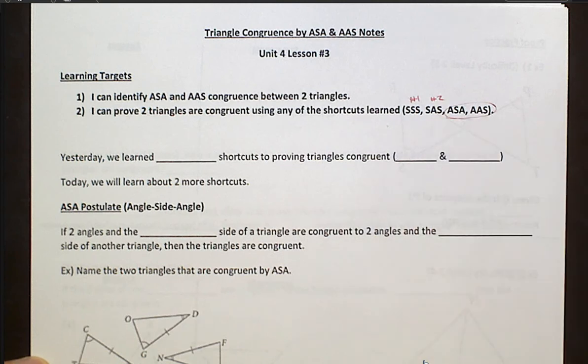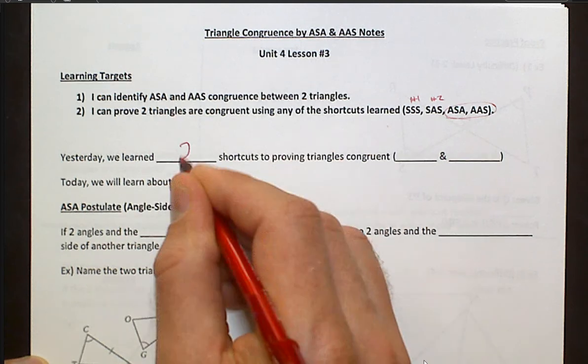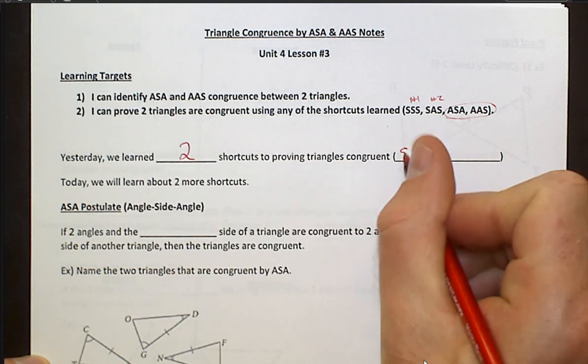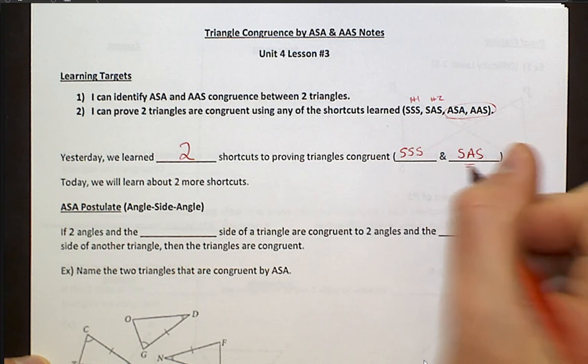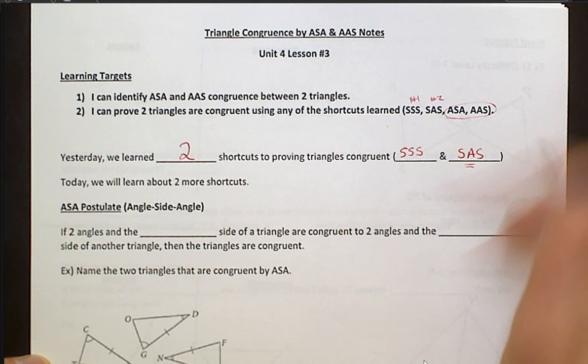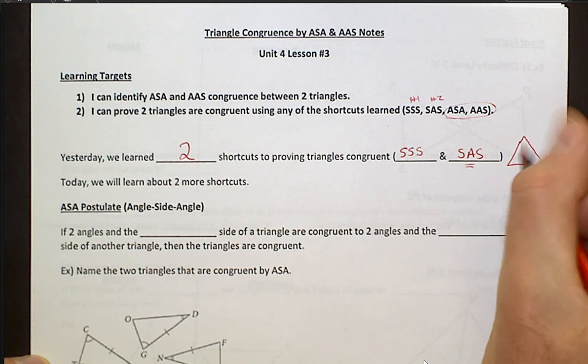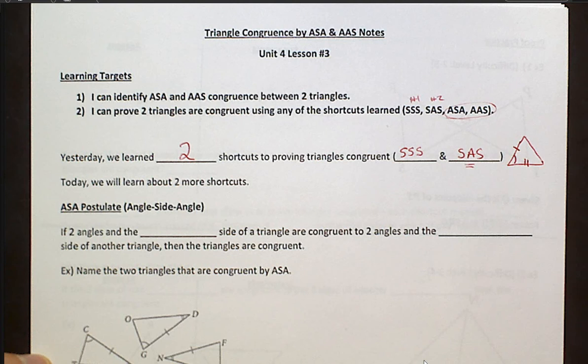So carrying right into that statement, in lesson 2, how many shortcuts did we learn? We learned 2 shortcuts, and they were side, side, side, and side, angle, side. Remember that in side, angle, side, the angle has to be in between the two sides. Give you a quick little review. If there's your angle, that has to be that side and that side. That's side, angle, side there, because the angle is inside. And today you're going to learn about 2 more.